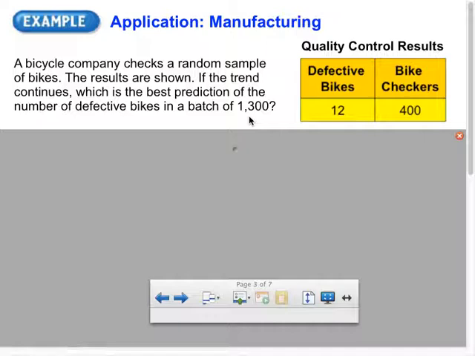Please turn it off. You're going to set up the proportion, and then you're going to solve a proportion by taking the cross product. Okay? So, can you tell me what your equation was that you set up?